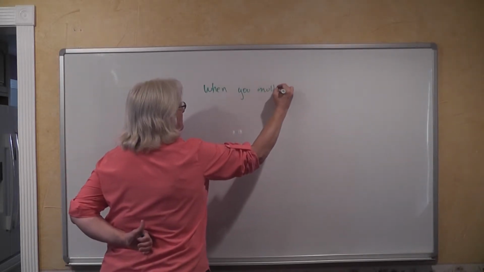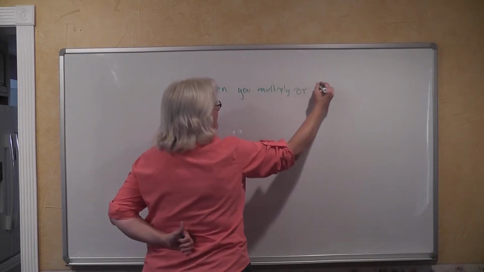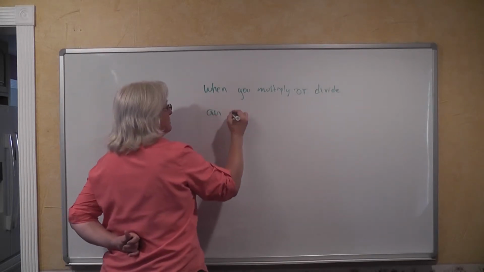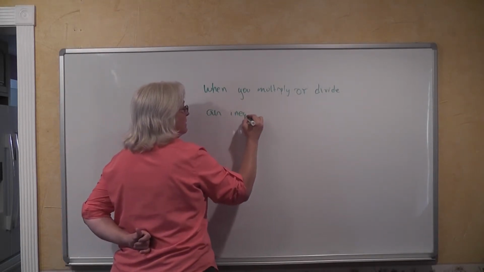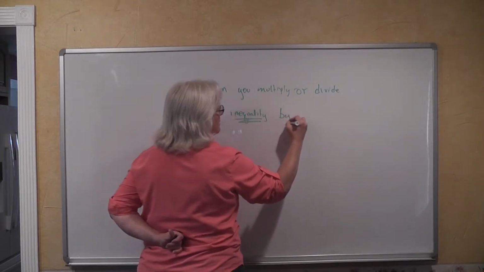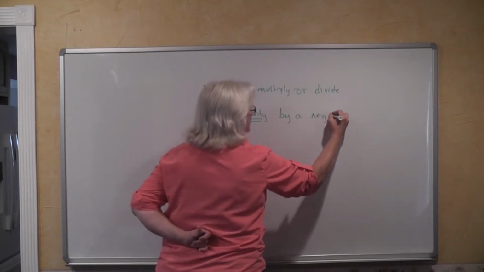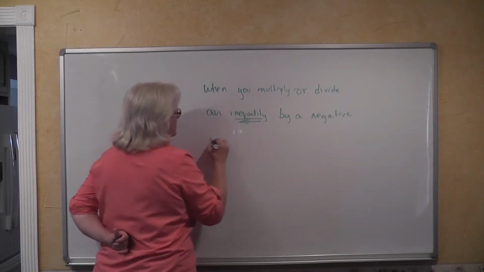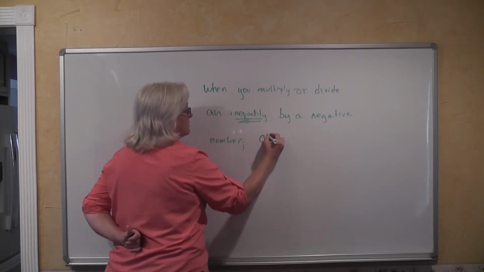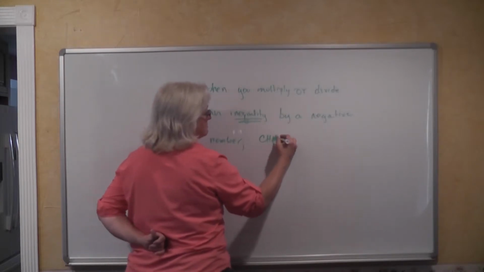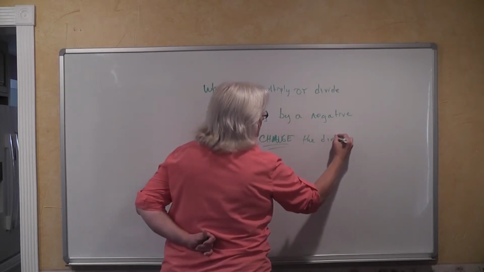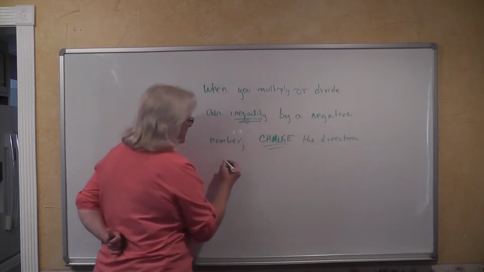When you multiply or divide an inequality, not an equation, an inequality only, by a negative number, you must change the direction of that inequality symbol. Change the direction of the inequality symbol.